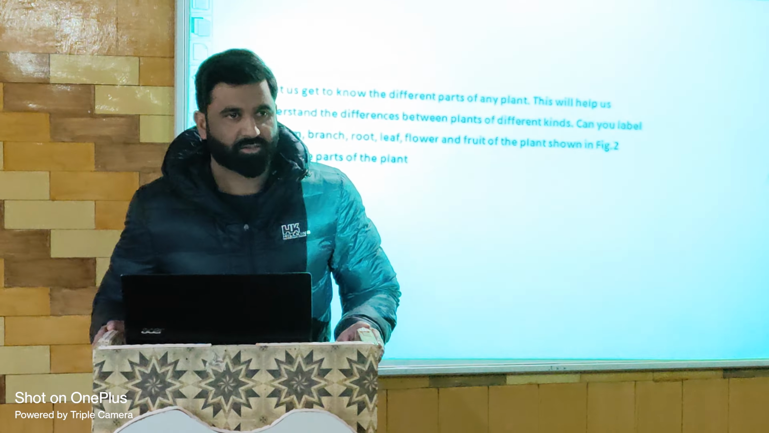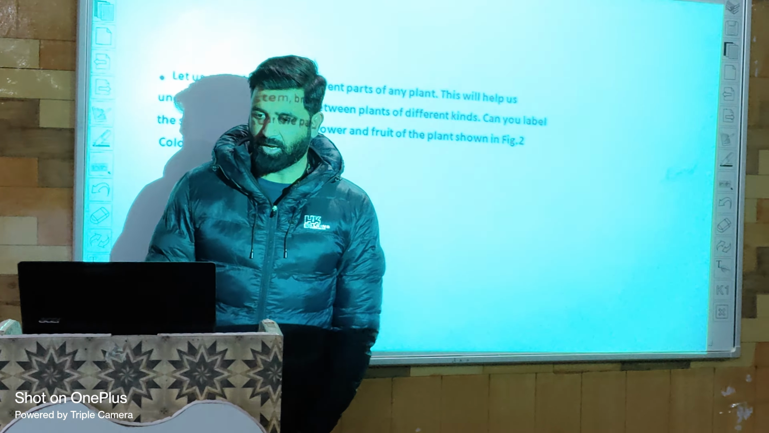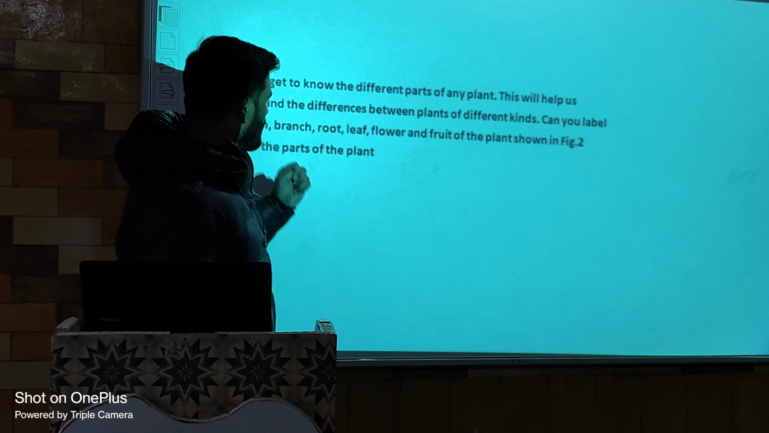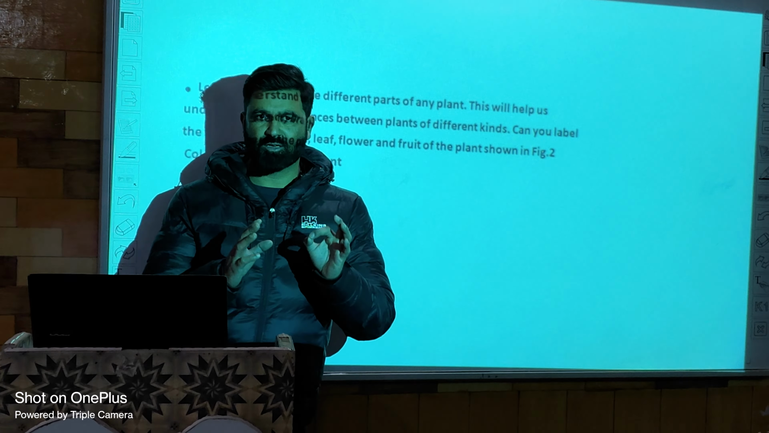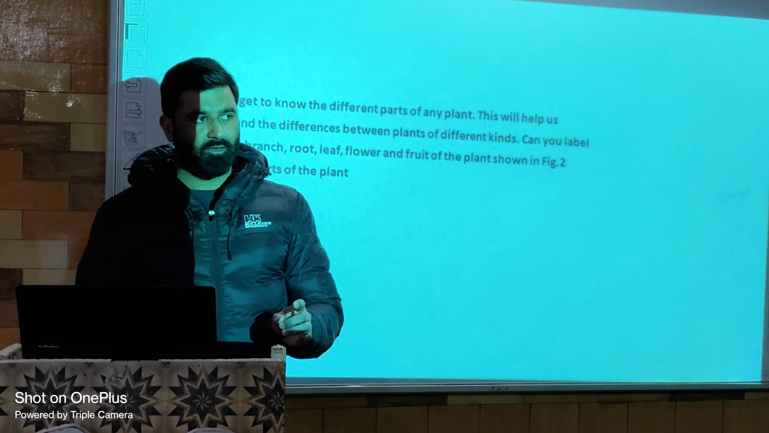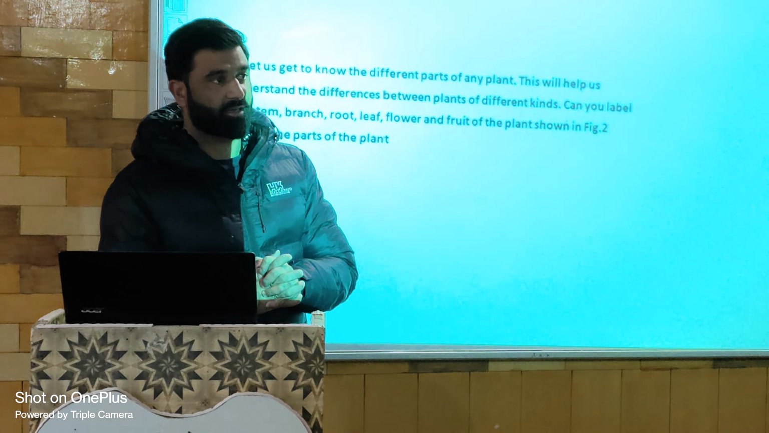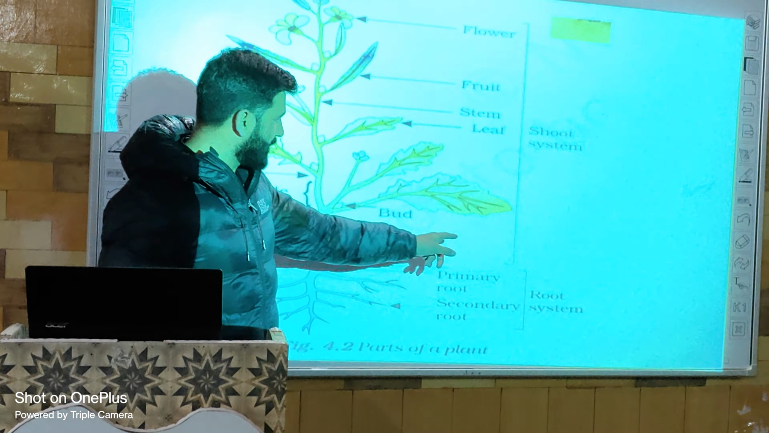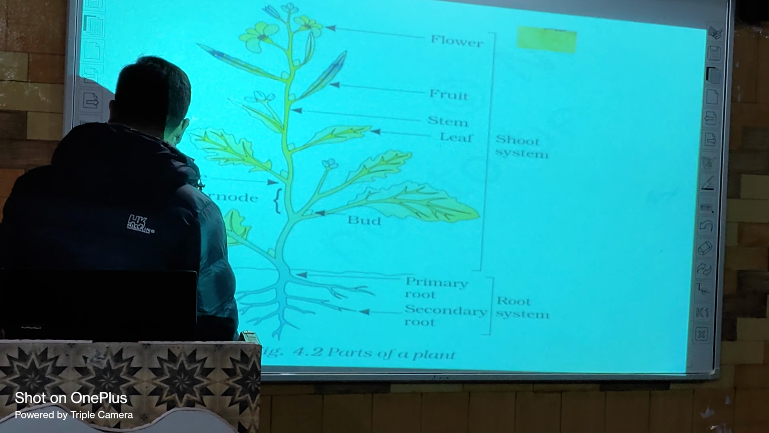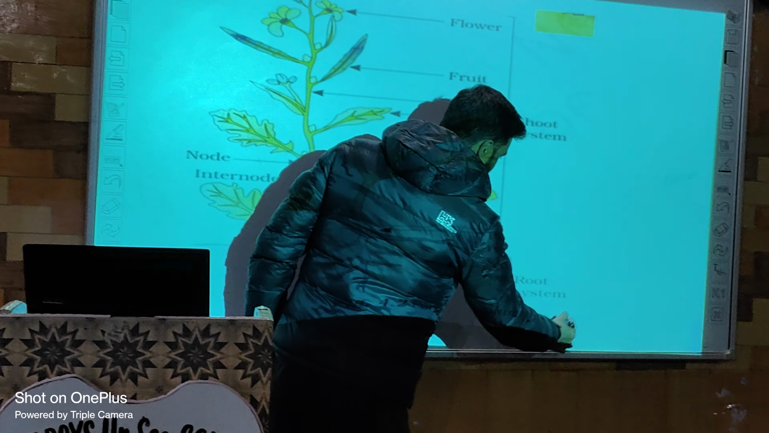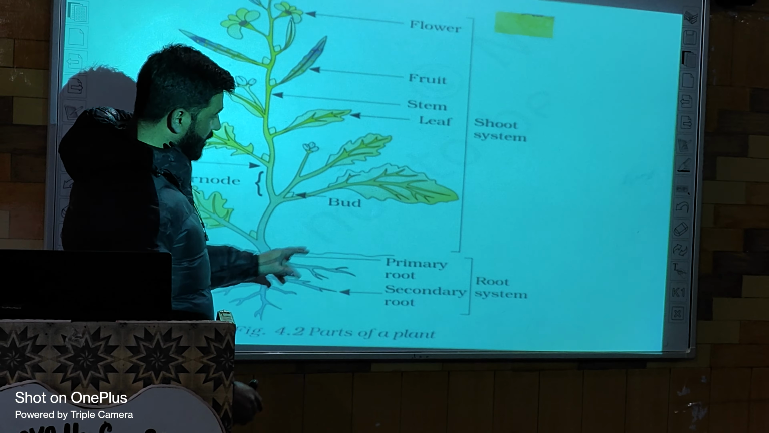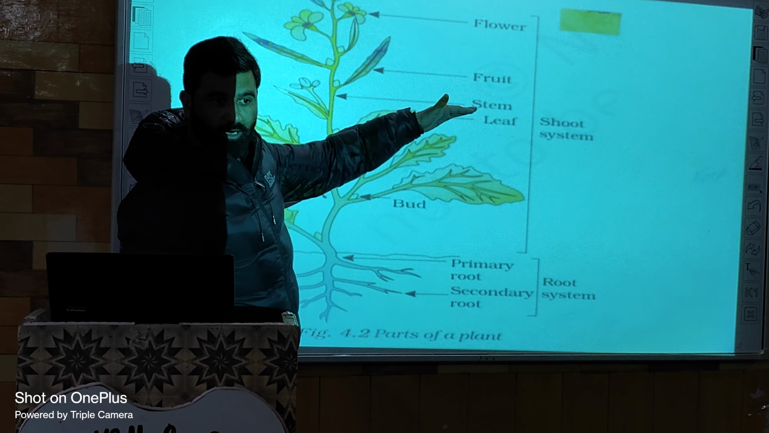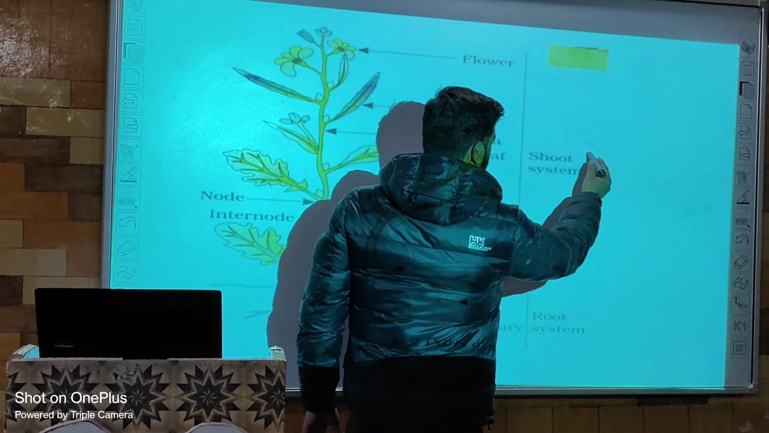When we know about the plants, we should know what the different parts of the plants are. Plants have roots, plants have branches, plants have shoots, and on the basis of these, there are two types of systems of the plants. One system is underground in the soil. This is the first system. This system is called the root system. And another system is above the ground, that is called the shoot system.